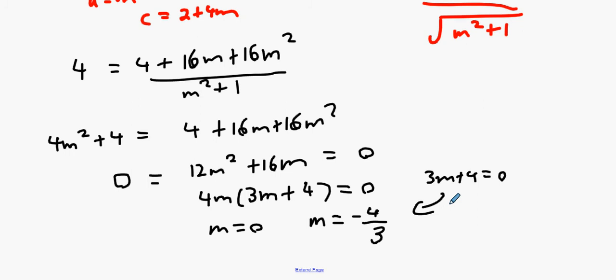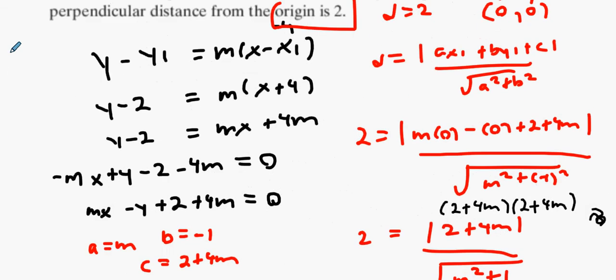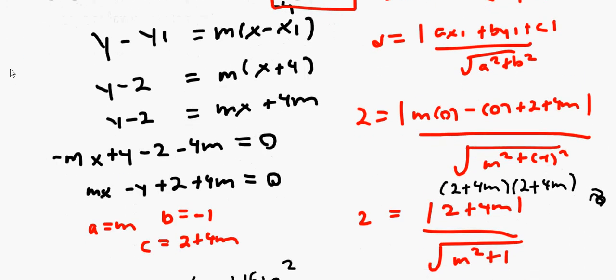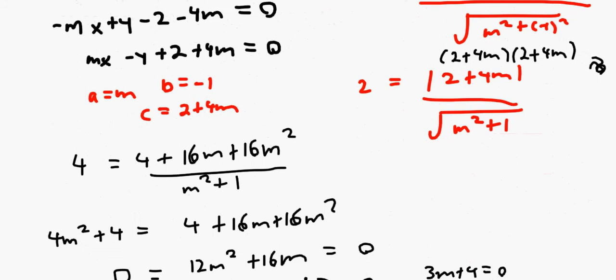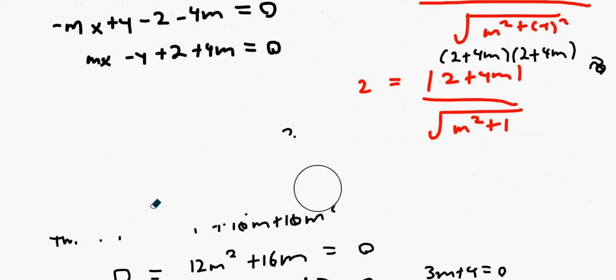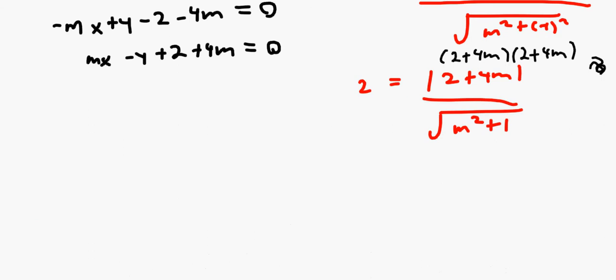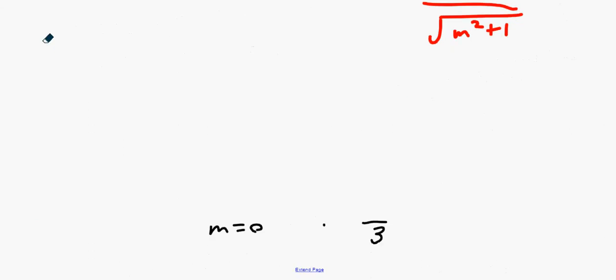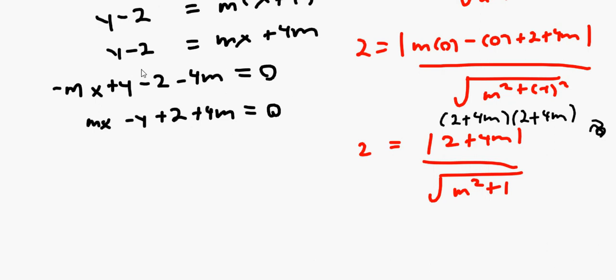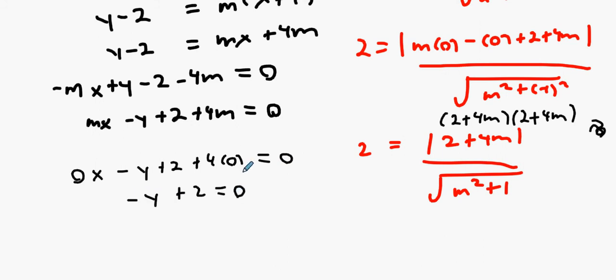Right. Did I get full marks? Why not? You got to substitute your m values into your original formula. So, it's going to go back up here. I have minus 4 over 3 and 0. First one's going to be 0 times x minus y plus 2 plus 4 times 0 equals 0. I'm going to get minus y plus 2 equals 0, or simply y equals 2. Is that right?